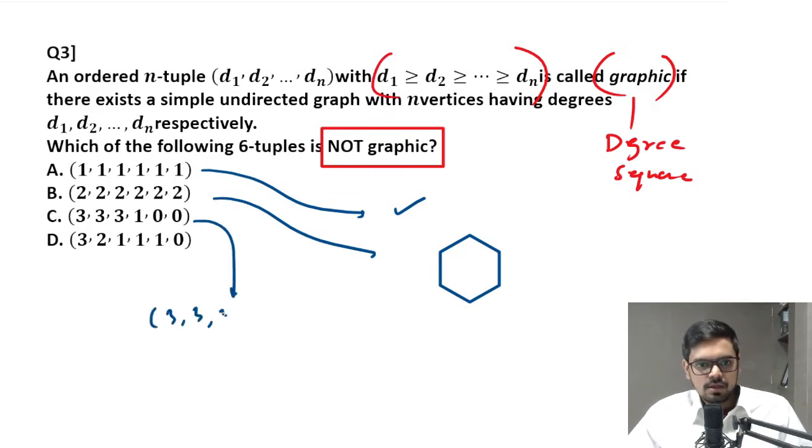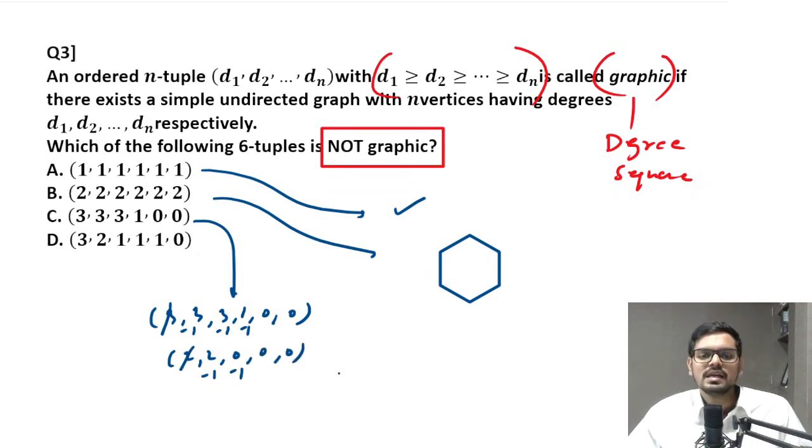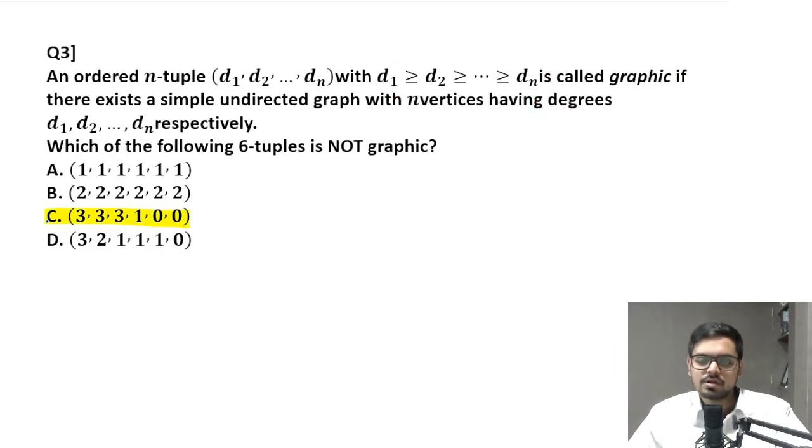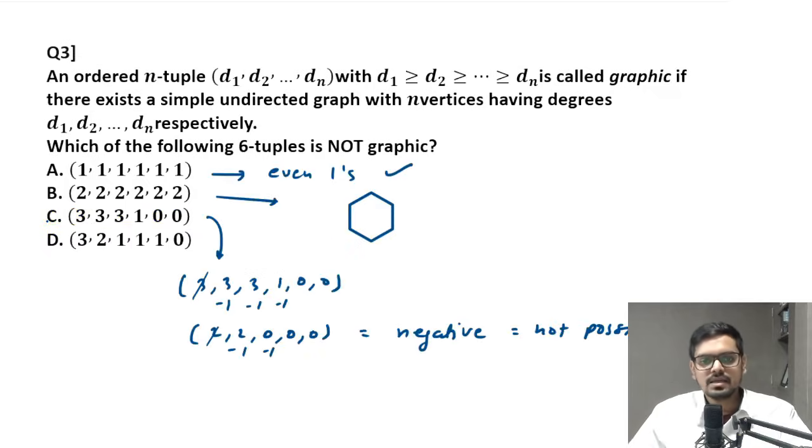So 3, 3, 3, 1, 0, 0. Remove this 3, 1 time, 2 times, 3 times. The calculation gives 2, 2, 0, 0, 0. Remove this 2, 1 time, 2 times. Oh, you will get a negative degree, which is not possible. So this is not possible, not a degree sequence. Yes, C is not a degree sequence. Done. No need to check for D. Even if you use the PPDR and check for D, you will get it as a degree sequence.